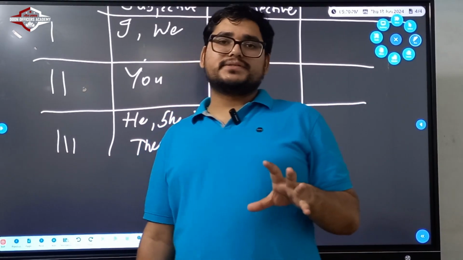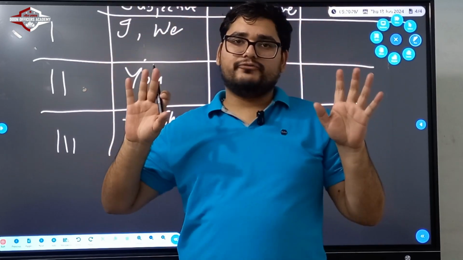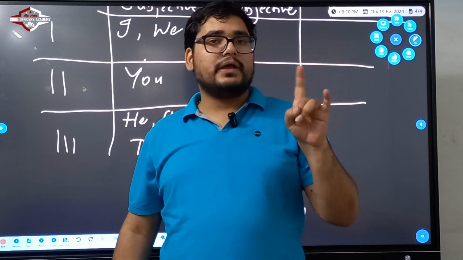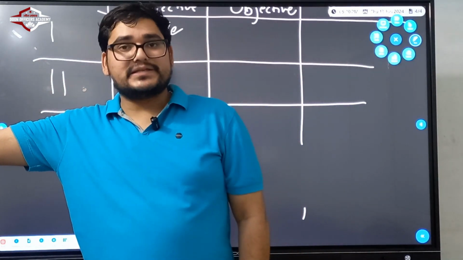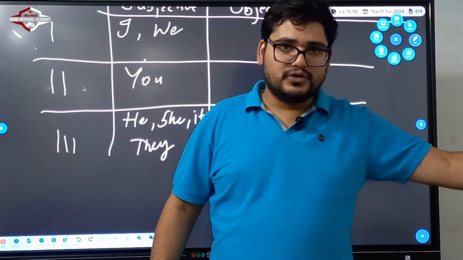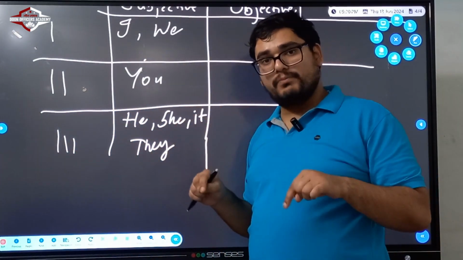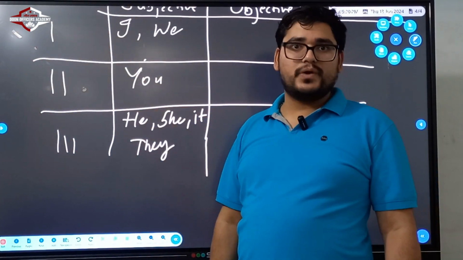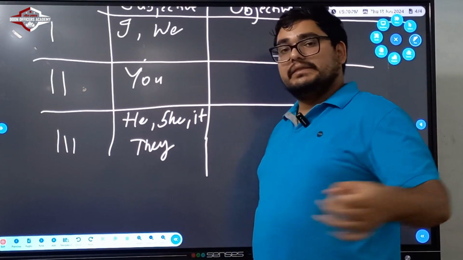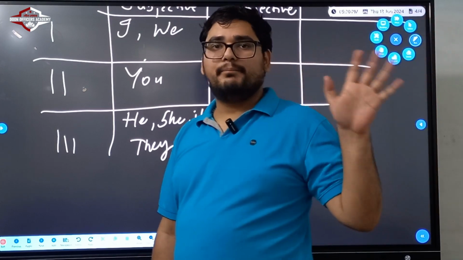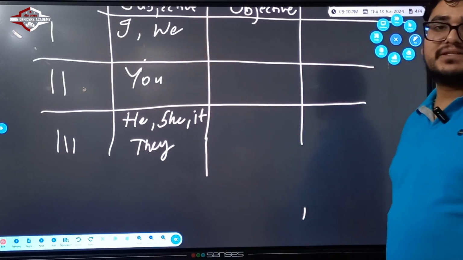Now, be it a single person sitting in front of me, or a whole class standing or sitting in front of me, I'll use just a single pronoun that is called you for both, right? Now, he is an intelligent student. She is a beautiful girl. It is a dog, right? Now, if there is a group, then they are good students. They are beautiful ladies. They are dogs. They are pets. Understood, right? So, this is your subjective case.